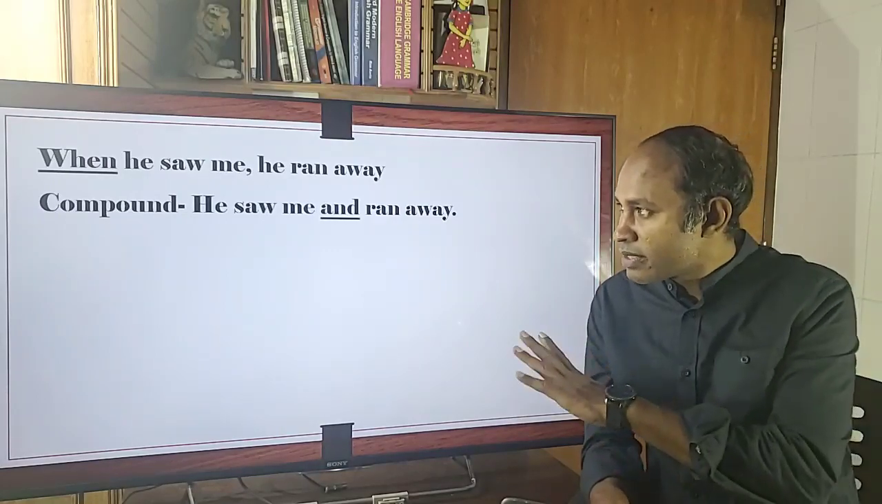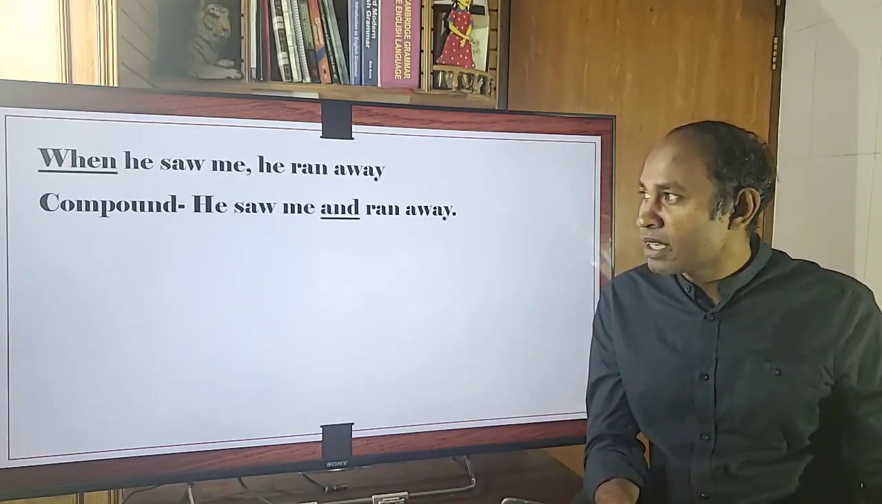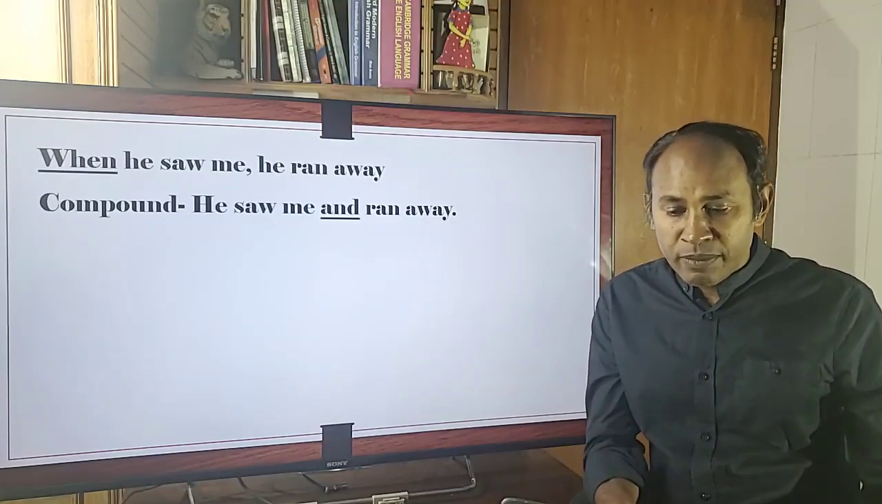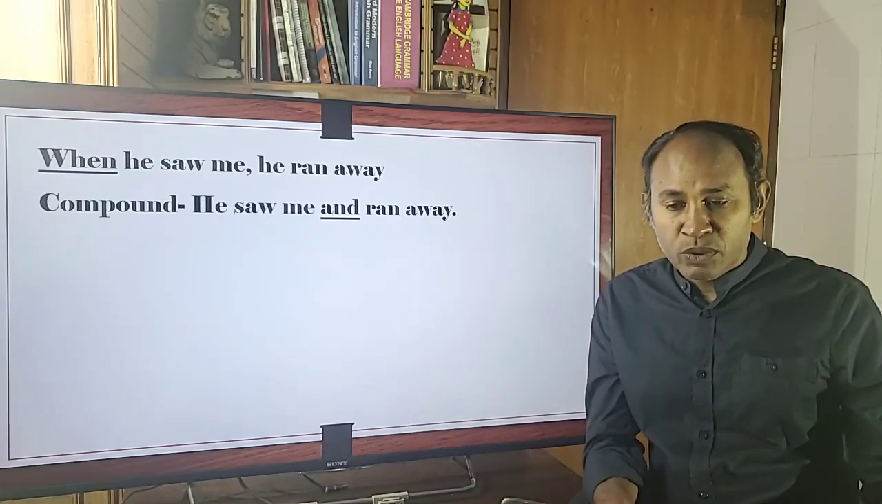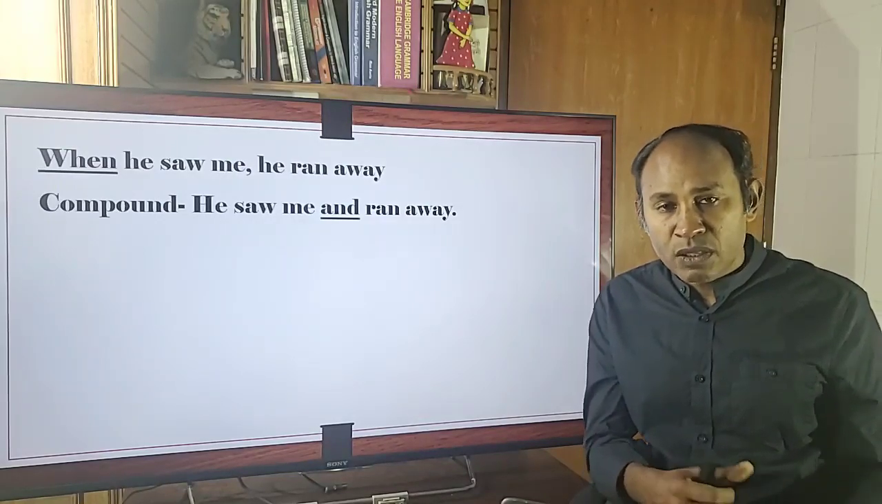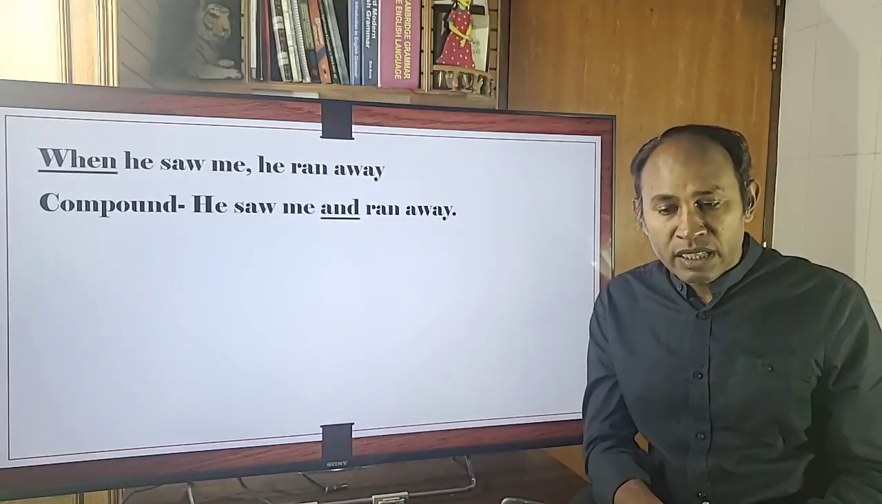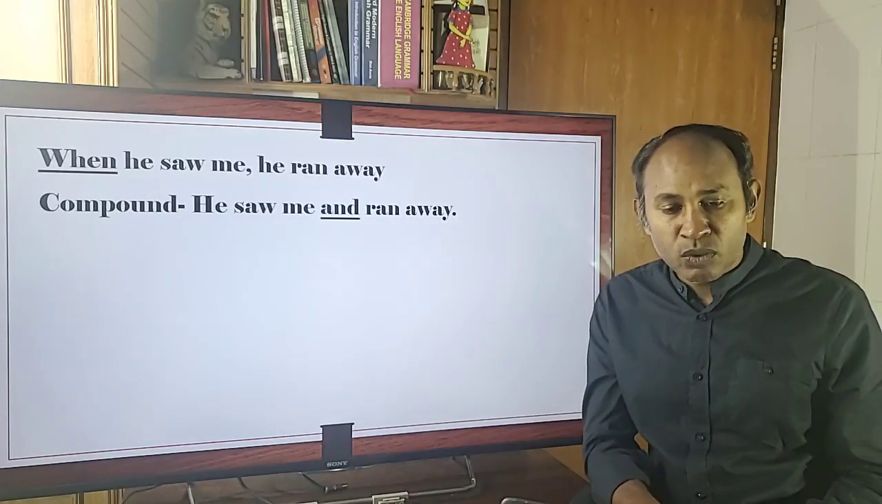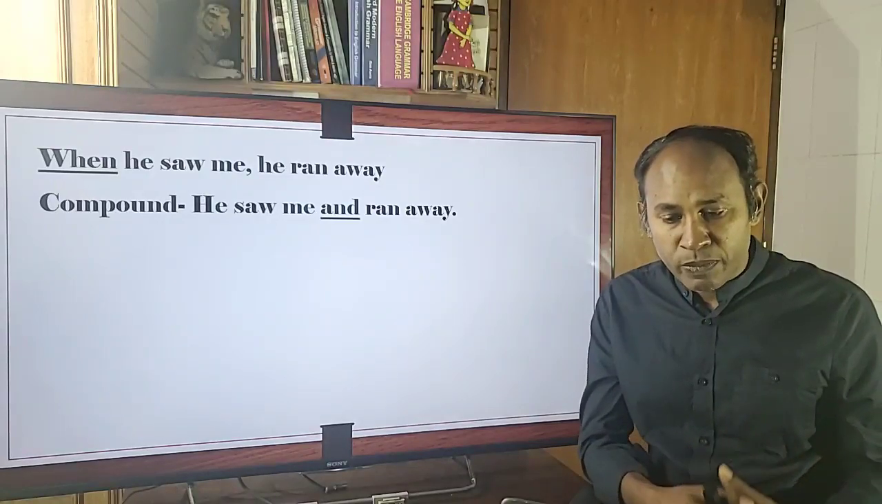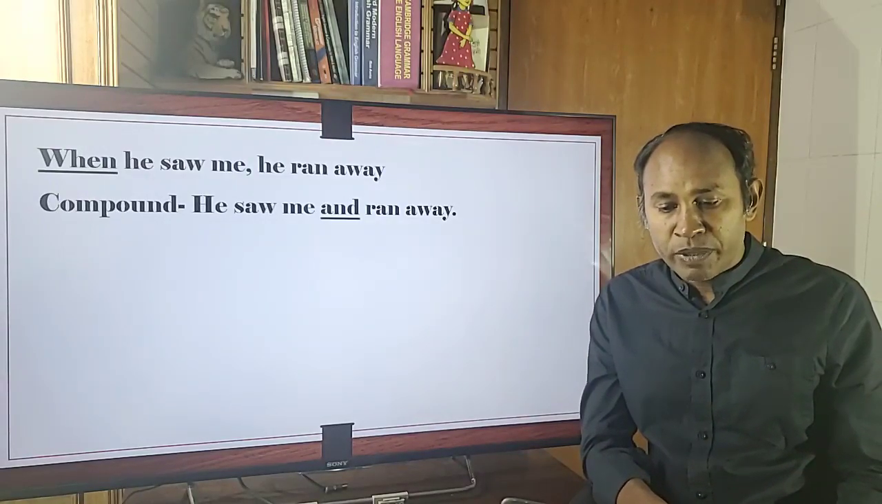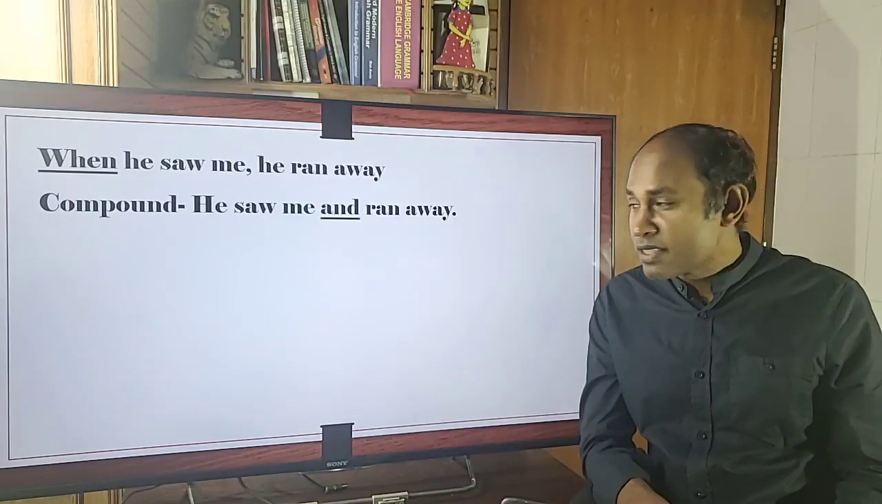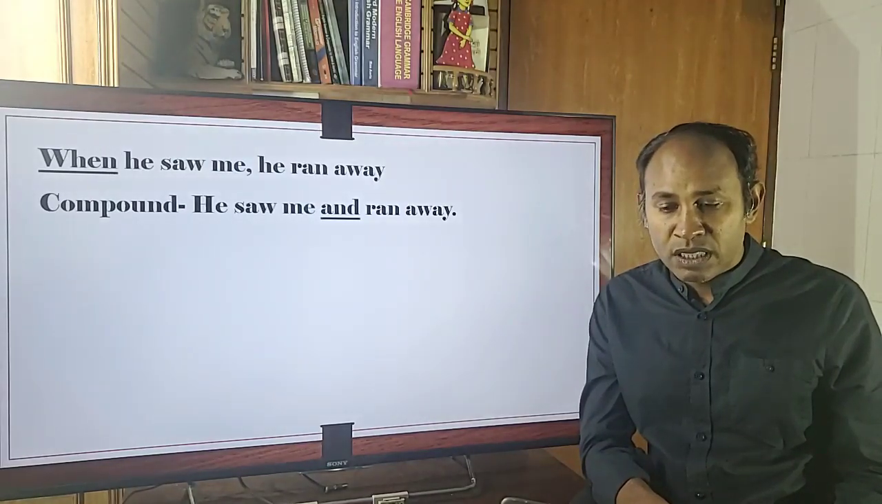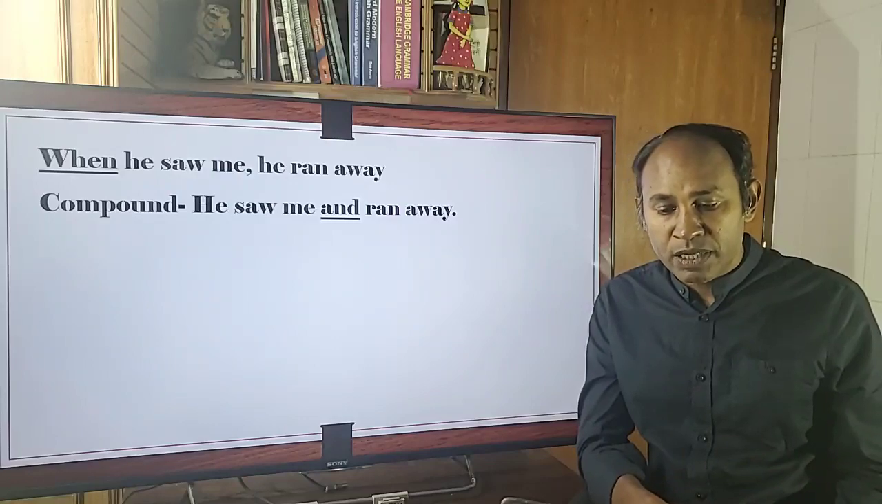So please write down the simple sentence. When he saw me, he ran away. So you have to make it a simple sentence. And you know the rule that I have shown you earlier, that when there is "when" in a complex sentence, then we will have to use the present participle. So please write down the answer, just to make it simple using the present participle.